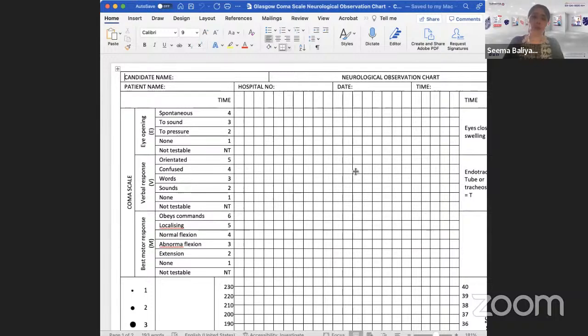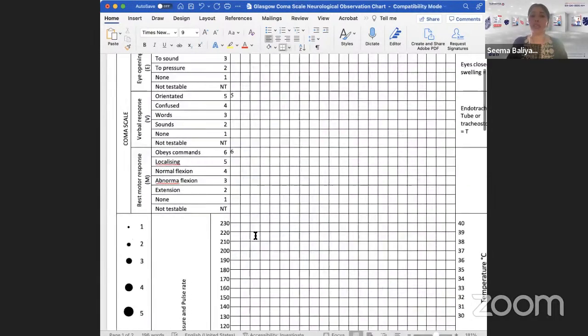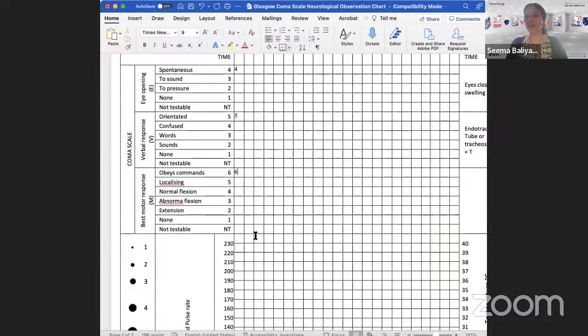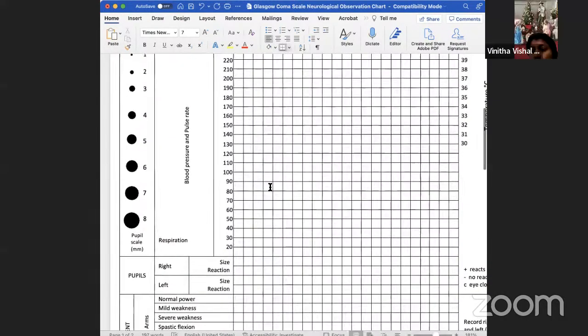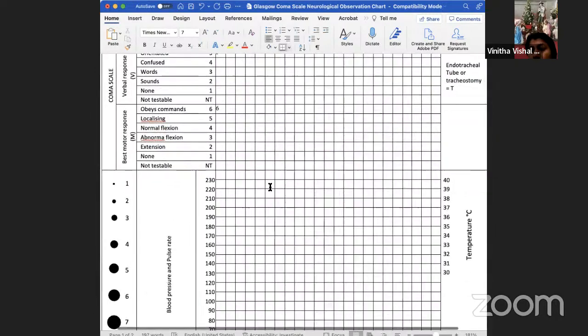Okay. So you can either tick this one, or put a dot over here, or write the numbers. So I can write the numbers over here, and I know that my GCS is 15 out of 15. There is a place over here where you will have to write your GCS. So you can write 15 over here. And then you go on to do your A to E assessment.